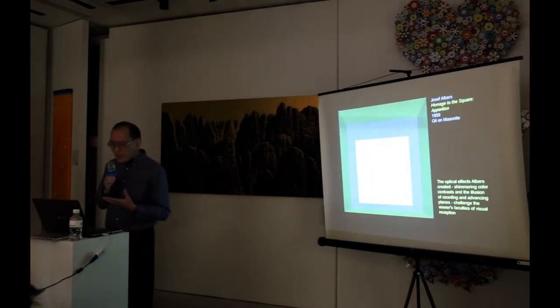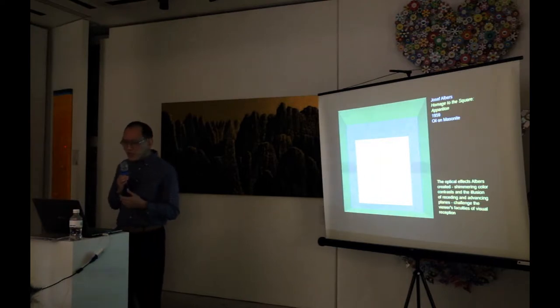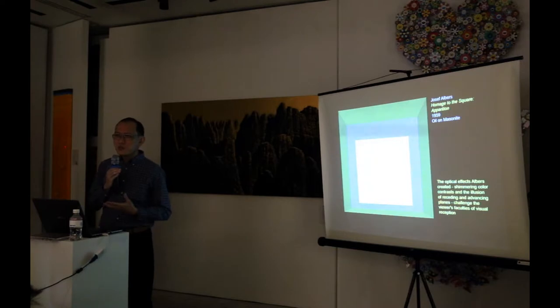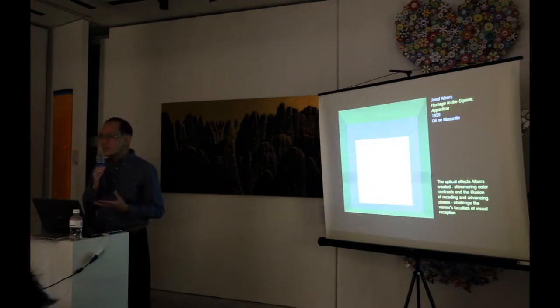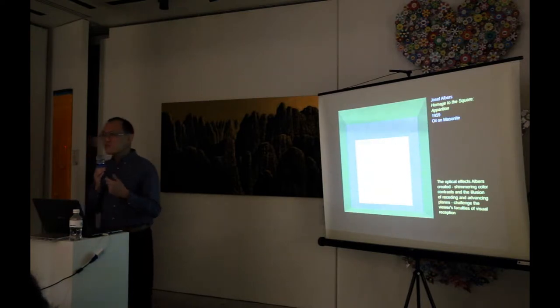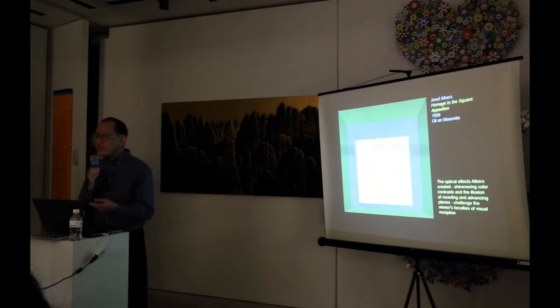So if you look at Albers' Homage to the Square series, it's really an exploration of color relationships. You treat colors like actors, right? They each have personalities. And we are told that in Albers' studio, he had 80 different kinds of yellow. Have you ever seen 80 different kinds of yellow? It's amazing.